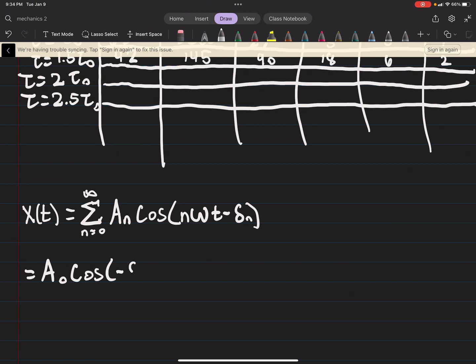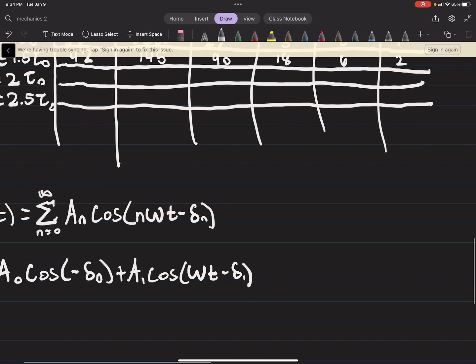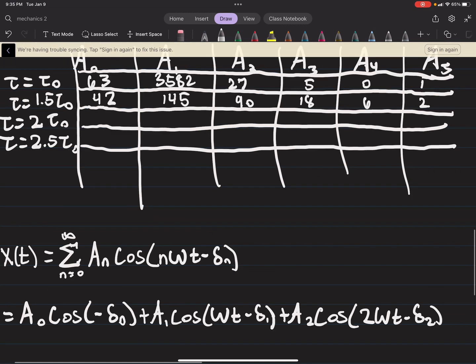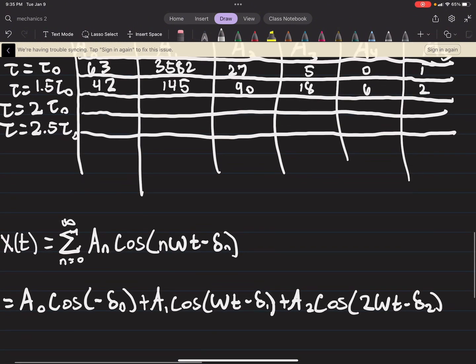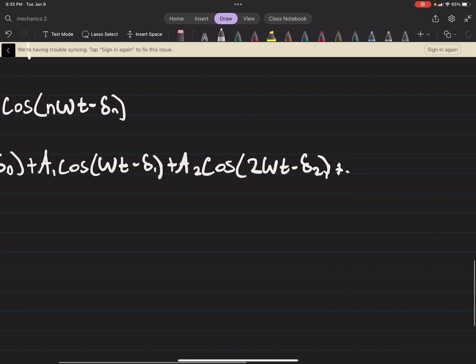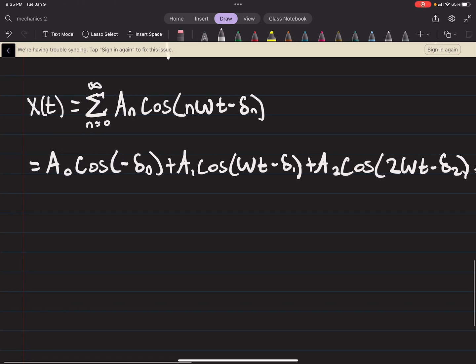Obviously, for n of 0, you're just going to get a naught, plus a1 cosine of omega t minus delta 1, plus a2 cosine of 2 omega t minus delta 2. Was there a pi in here? I guess it's in the omega. Yeah, okay. Well, this is that expanded infinite series. Obviously, there's more terms, but what we're saying is, it's okay. We're getting a perfectly fine approximation this way.